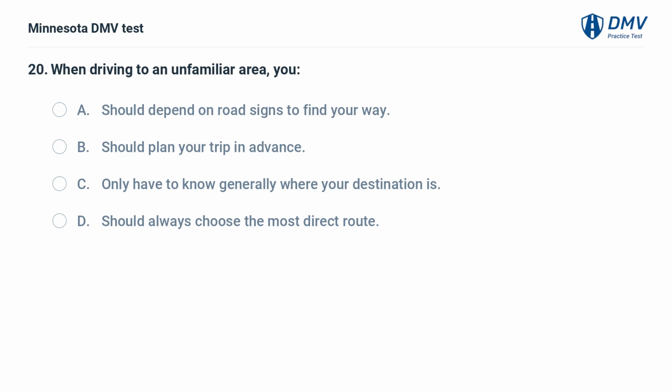When driving to an unfamiliar area, you A. should depend on road signs to find your way. B. should plan your trip in advance. C. only have to know generally where your destination is. D. should always choose the most direct route.